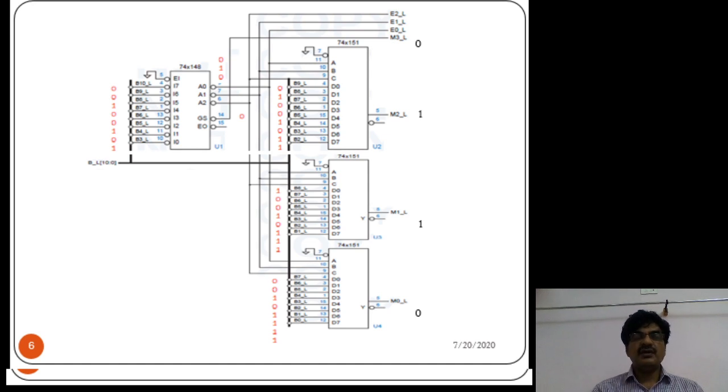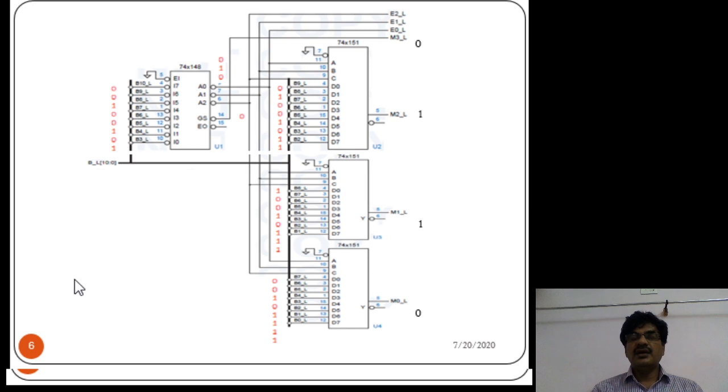Now this is the diagram to convert a fixed point number into a floating point number. To design such a system, you need to use one priority encoder, the 74148, an 8 by 3 priority encoder, and 3 multiplexers. These are 8 by 1 multiplexers. This is one 8 by 1 multiplexer, this is another 8 by 1 multiplexer, and this is one more 8 by 1 multiplexer.